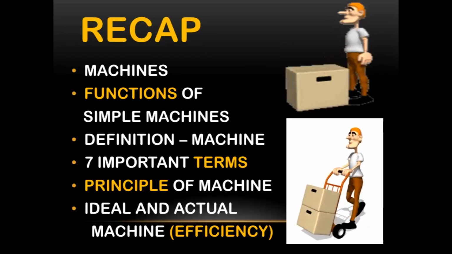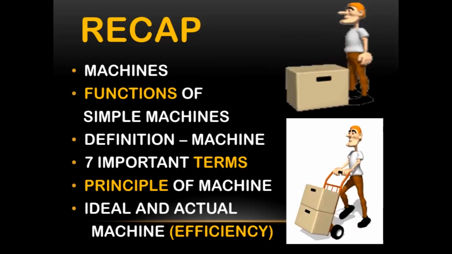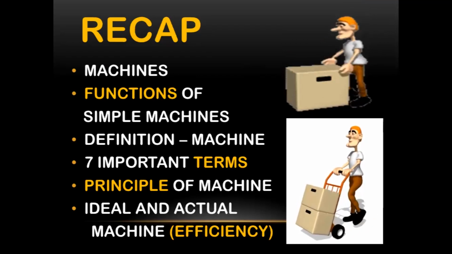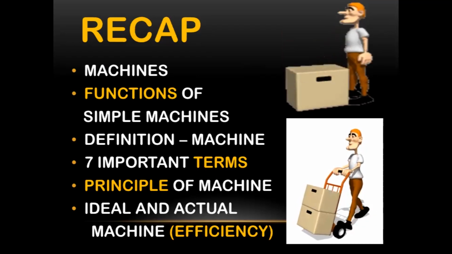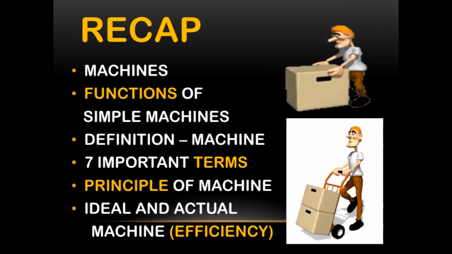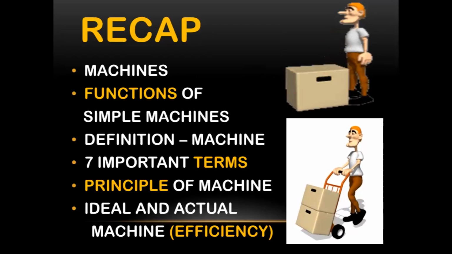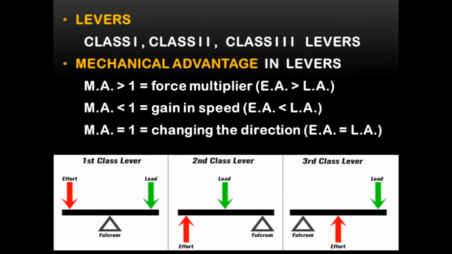And most importantly, we saw the principle of a machine. The principle of a machine is nothing but output energy is equal to input energy. And then we learned that there are 2 types of machines, ideal machine and the actual machine. In an ideal machine, the efficiency is 100%, but in the case of an actual machine, the efficiency is not 100%. And then we learned about the relation between mechanical advantage, velocity ratio, efficiency, and we moved on to levers.